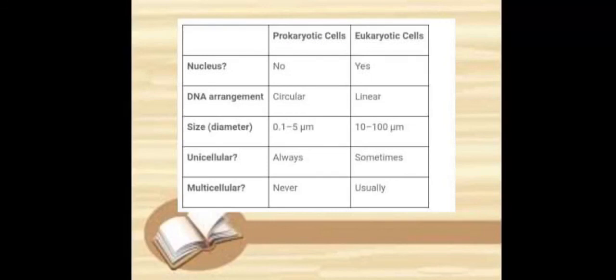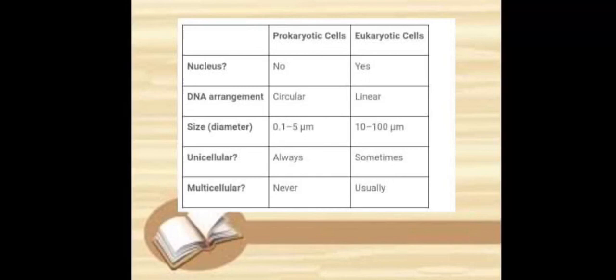Now, let us move on to the difference between prokaryotic and eukaryotic cells. Now everyone, prokaryotic cells comprise bacteria and archaea. They typically have a diameter of 0.1 to 5 micrometers, and their DNA is not contained within a nucleus. Instead, their DNA is circular and can be found in a region called the nucleoid, which floats in the cytoplasm.